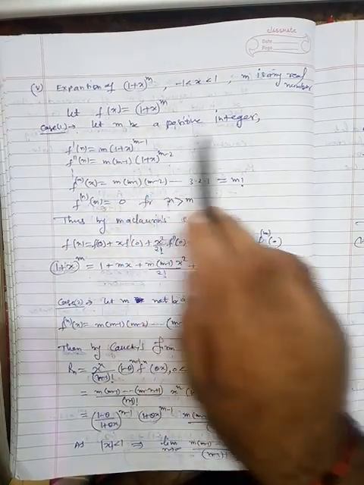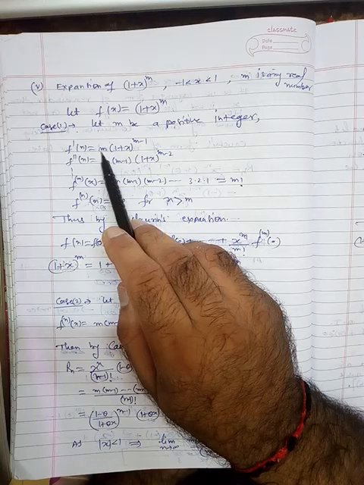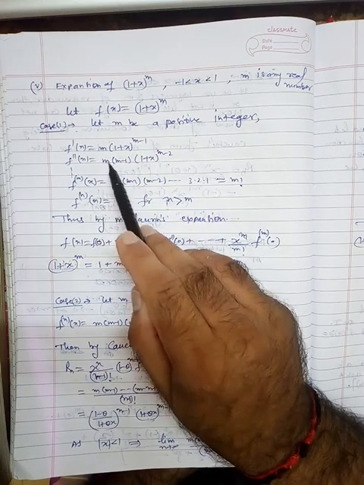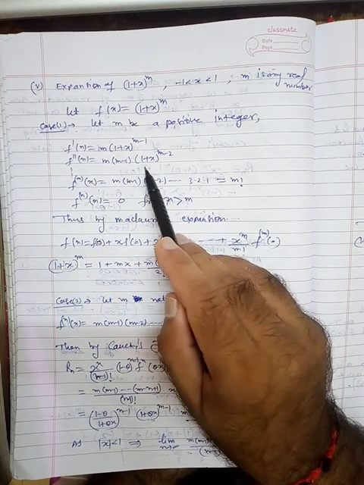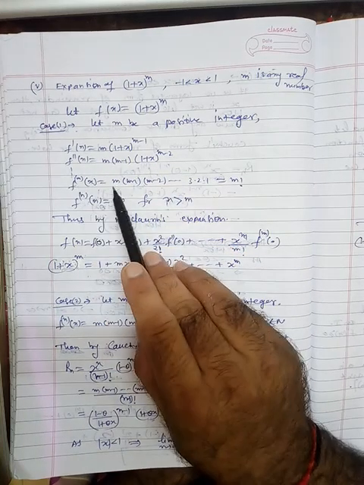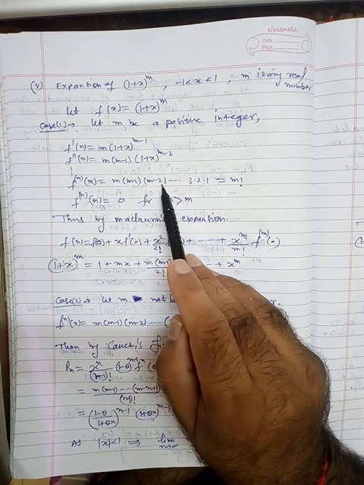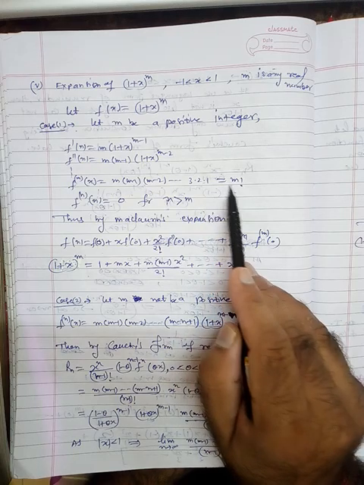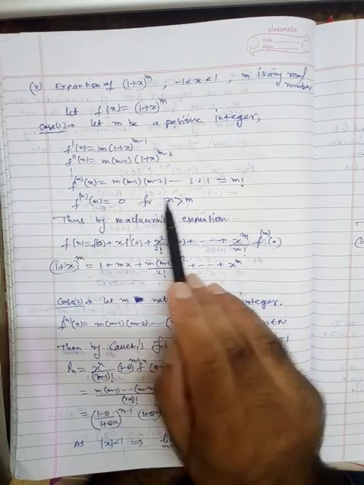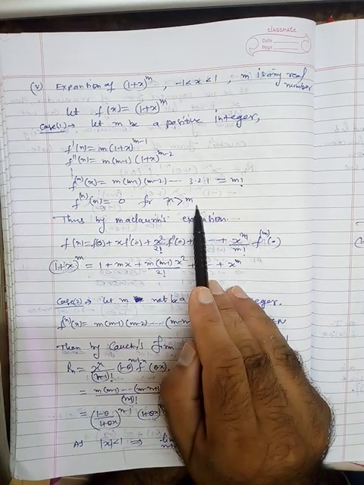Okay, so now when m is a positive integer, the first order derivative will be m into (1 plus x) raised to the power m minus 1. The second order derivative will be m into (m minus 1) into (1 plus x) raised to the power m minus 2. And so the mth order derivative will be m into (m minus 1) into (m minus 2) down to 3 into 2 into 1, that means factorial m. And the nth order derivative will be 0, where n is greater than m.